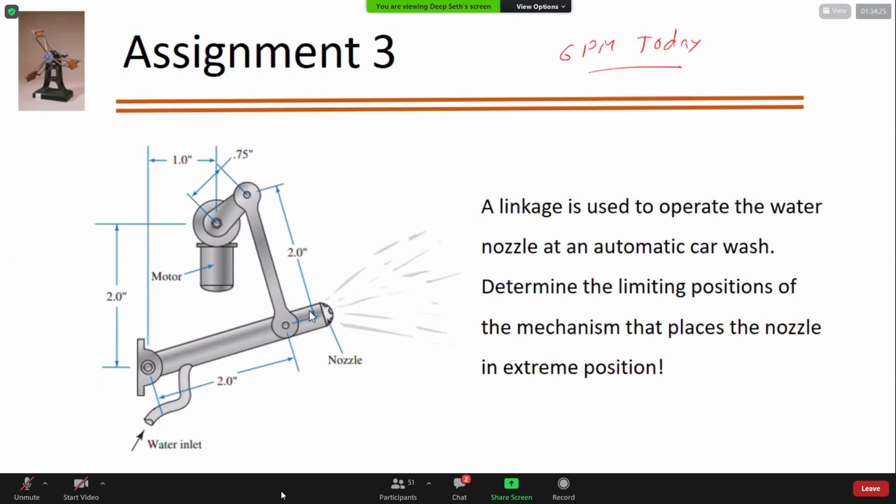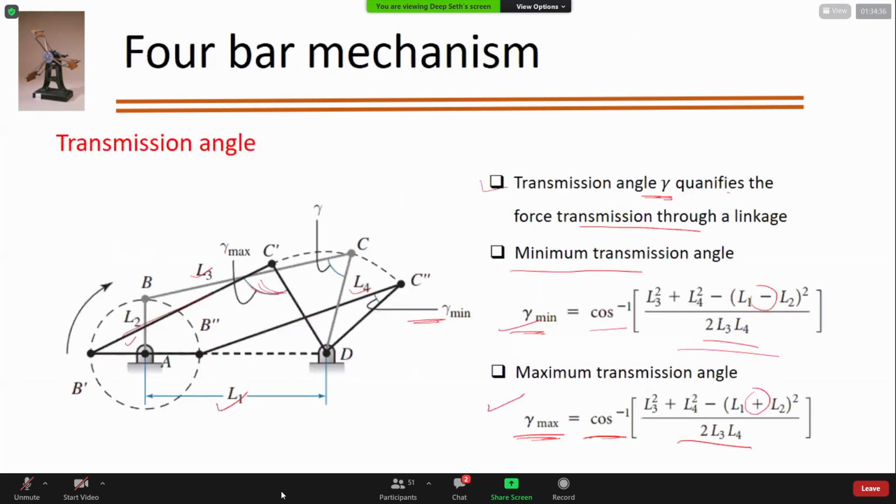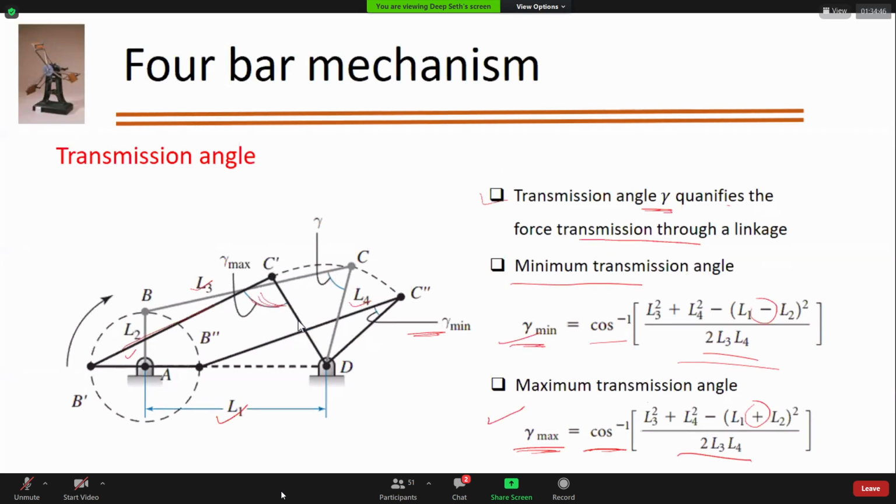You just have to figure out what it is actually doing, what the point of interest is, and what that mechanism actually wants to do. Because from the same 4-bar linkage mechanisms, you can draw different kinds of mechanisms itself. For example, let me show you some examples over here.